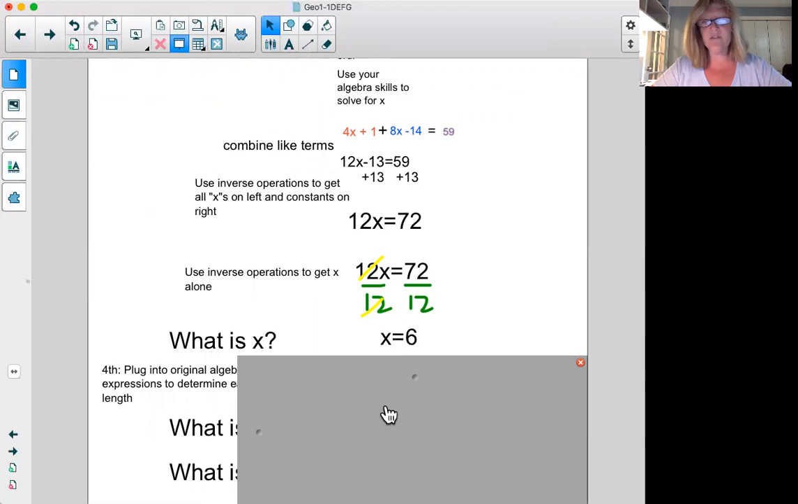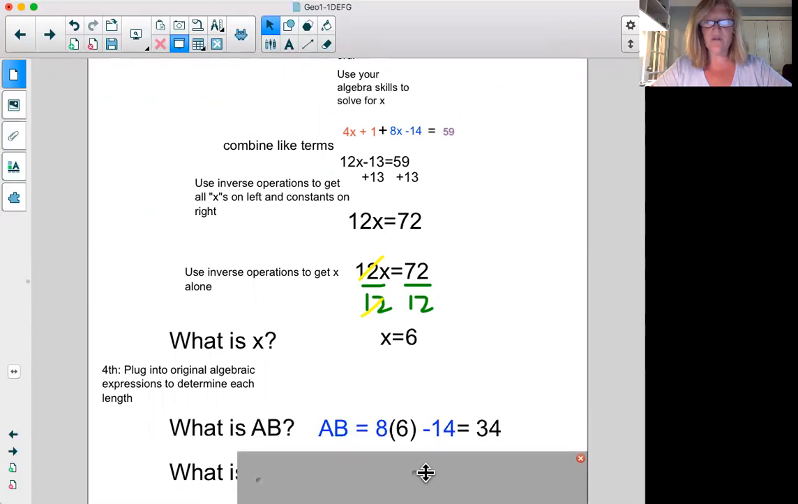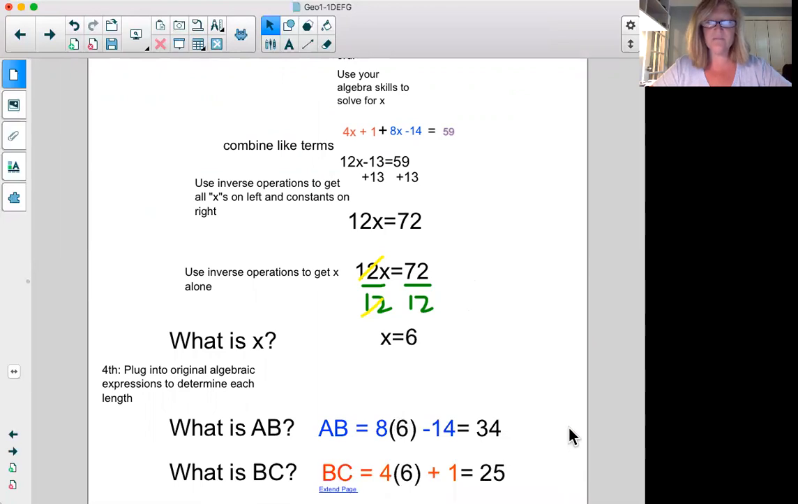Once I have solved for x, I can then plug it in to my original expressions to figure out what AB is. We were told initially that AB was 8x minus 14. Plug in our x and we get our value. And we can do the same thing for BC. You should always do a check step. We were told that part plus part equals the whole, and we were told the whole was 59. Did these 2 parts add up to 59? Yep, it's a good check step.